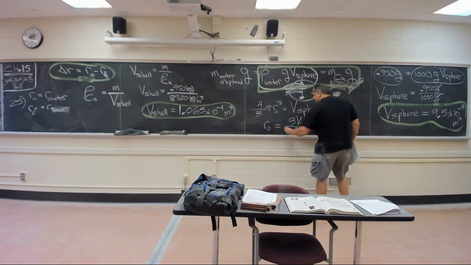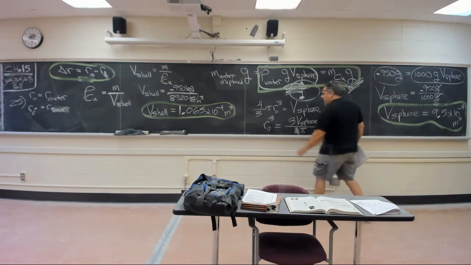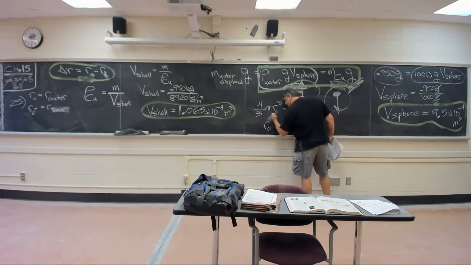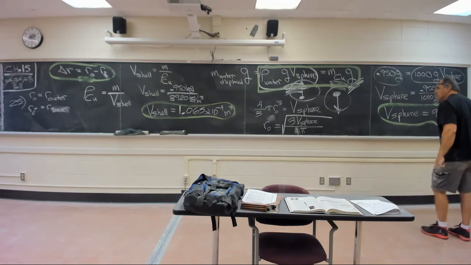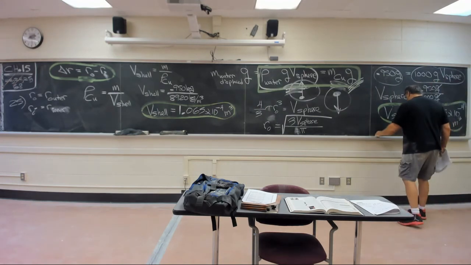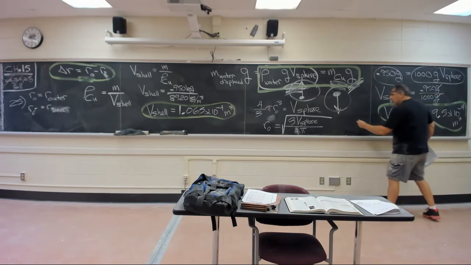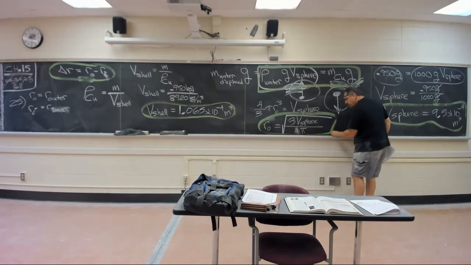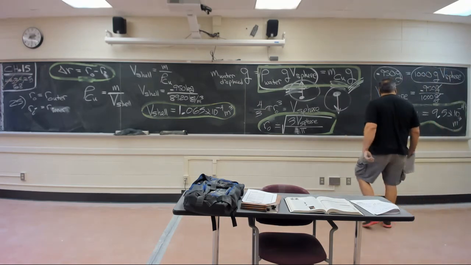True. That's what r sub o cubed would be equal to. Cube root both sides, and you get this. True. Now what? Just do what you know how to do.